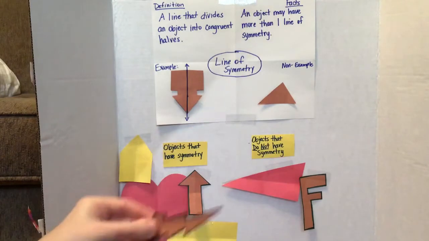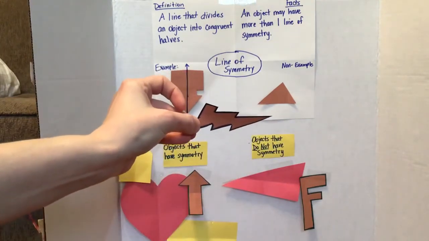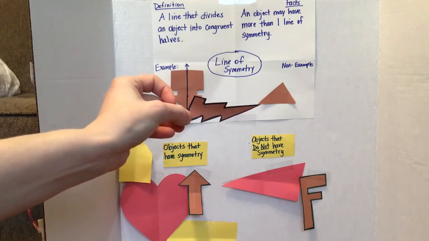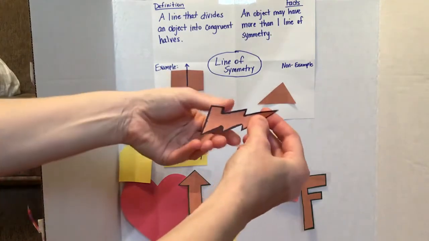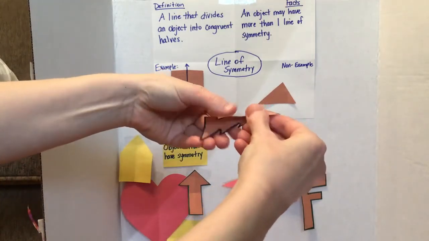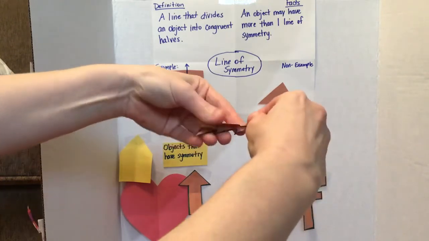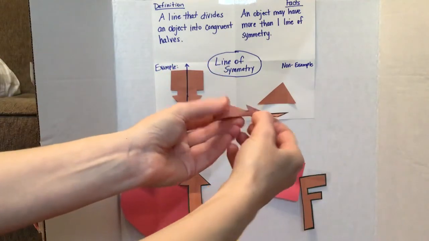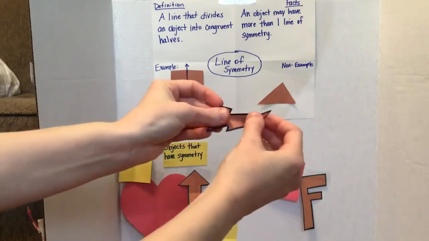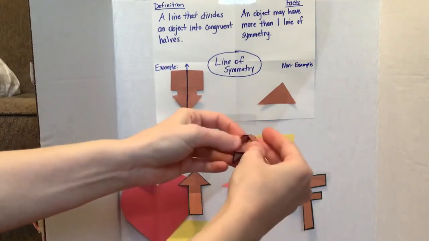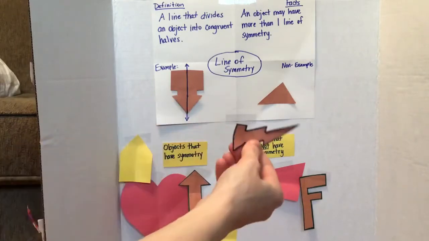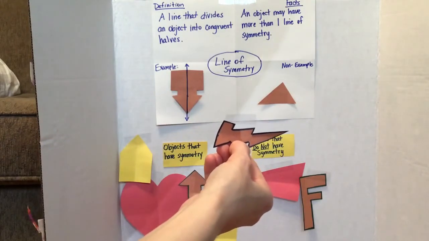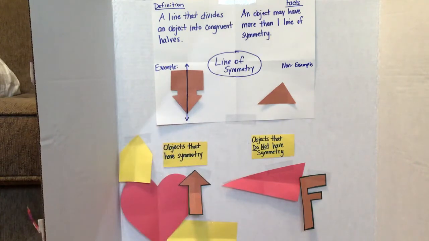And then here's the last one we're going to look at. Notice my little lightning bolt. Now, this one looks a little tricky because I look at it and I first think, well, maybe it will have some symmetry. So let's try. Let's fold it horizontally first. Well, when I do that, it's a little tricky, but does it match up exactly? It doesn't. Does it match up if we fold it this way? No. So does this little lightning bolt have any lines of symmetry? It does not. So we're going to put it under our objects that do not have symmetry.